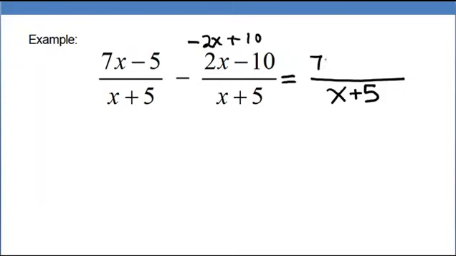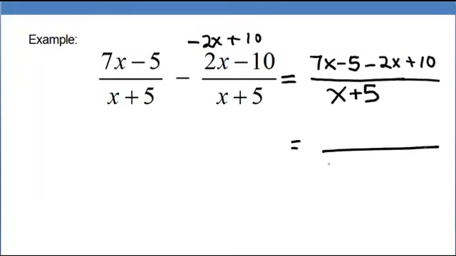So I have a 7x minus 5 minus 2x plus 10. And then we'll combine like terms on the numerator. 7x minus 2x is 5x. And negative 5 plus 10 is a plus 5. Denominator is staying as x plus 5.